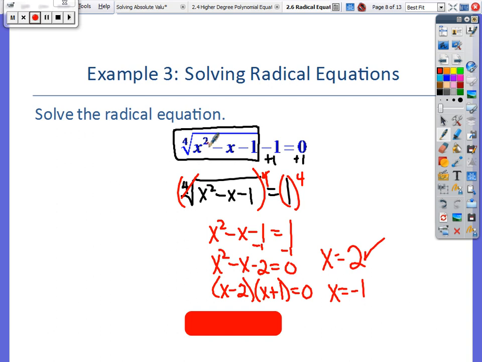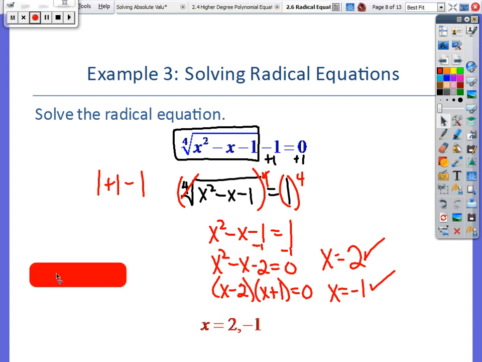Negative 1 squared is 1. Then we get plus 1, then we get minus 1. So we end up getting 1. What's the fourth root of 1? 1. What's 1 minus 1? 0. So that one works as well. So we haven't seen an extraneous one yet, but time will come when we get one. That was 2 and negative 1. Always keep checking them, though. Even if you don't get extraneous, they're out there.